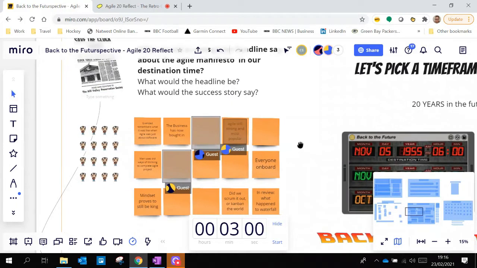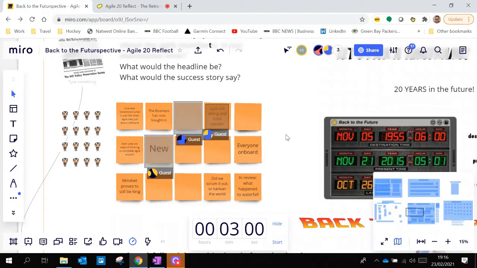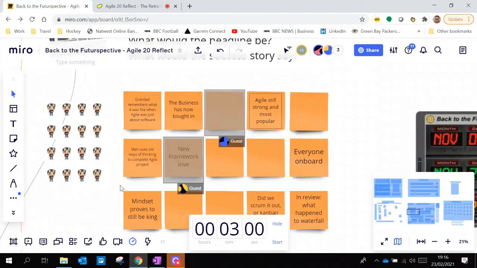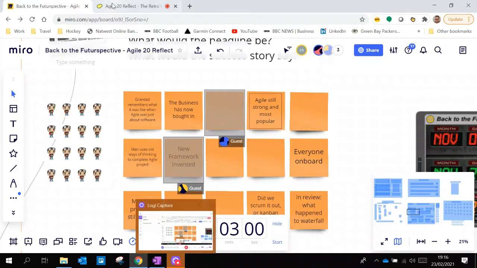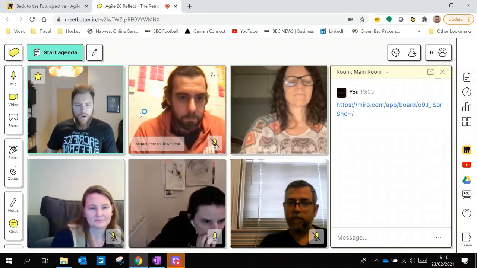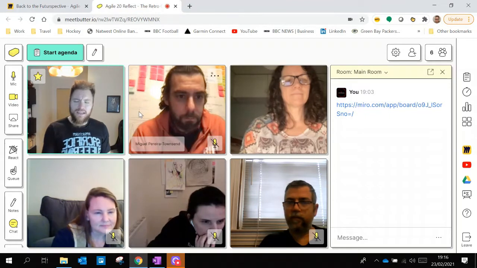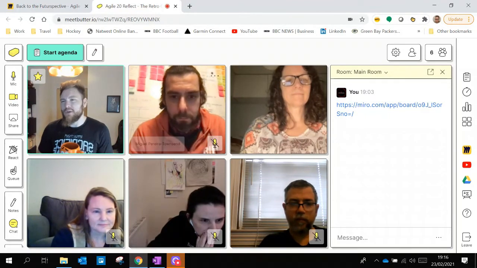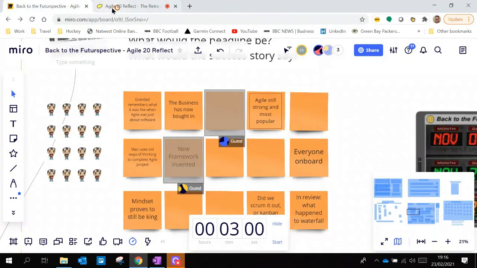Okay. All right. Finish up the ones that you're doing, and then what I'm going to get you guys to do is, using these little Marty McFly images to the left, I'd like you to vote on the one you think is most likely to happen. So you can grab a little Marty McFly and drag him to the post that you think is most likely to be true in 20 years' time. It's like a dot vote with Marty McFly's cartoonized body.